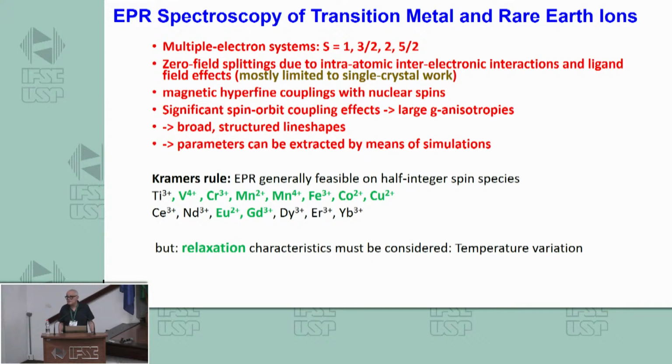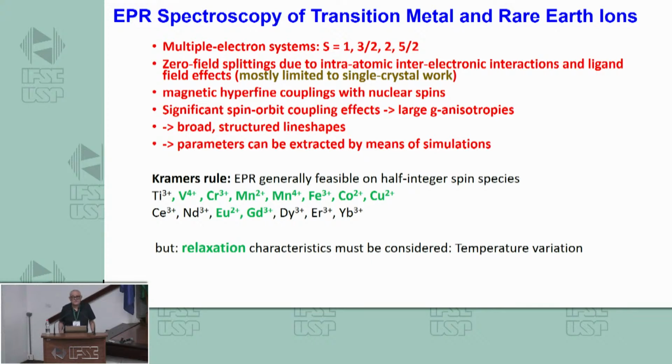Of course, manganese 2 plus and europium 2 plus have g equals 2 because there the orbital angular momentum is 0, because all the orbital angular momentum in the half-filled shell is cancelling out. But for most of the other species, the g will have a different value. So because of the spin-orbit coupling, we have significant g anisotropy. The line shapes are broad and structured, and parameters again need to be extracted through simulations or through additional pulsed EPR experiments.